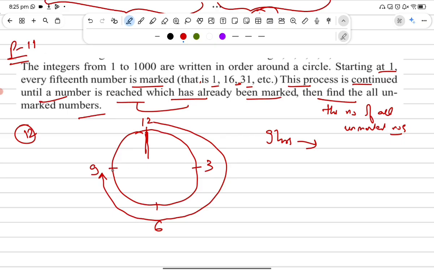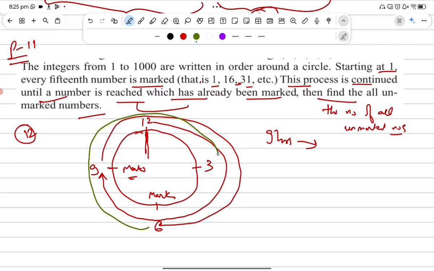Now you mark this point. Once again I say, move again 9 hours ahead. Now where will you go? 9 plus 3 is 12, so 12 plus 6, you'll reach 6. You mark this. Now once again I say, move 9 hours ahead. Now 6 plus 6 is 12, plus 3, you'll reach 3. Mark it.